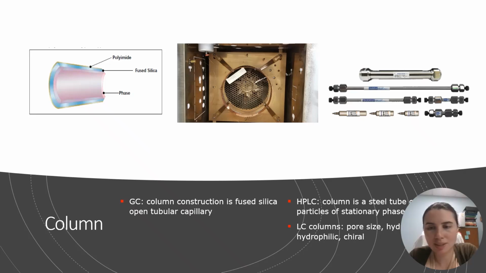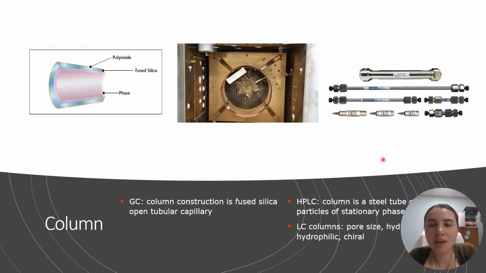Speaking of column, that is our next component. For the GC, your column is going to be a fused silica open tubular capillary. This is a picture of a column inside a GC. The column is very thin. It is coiled many times. It is very long. If you were to uncoil the column, it could be as long as a football field.